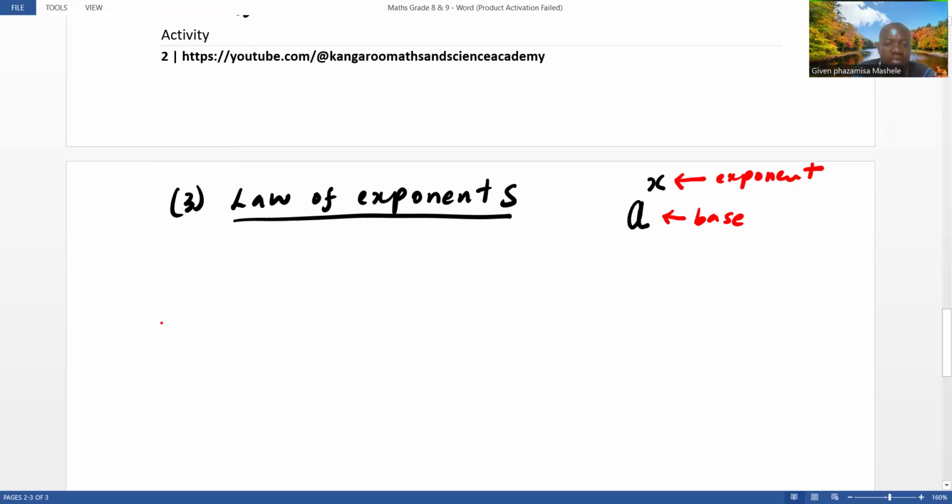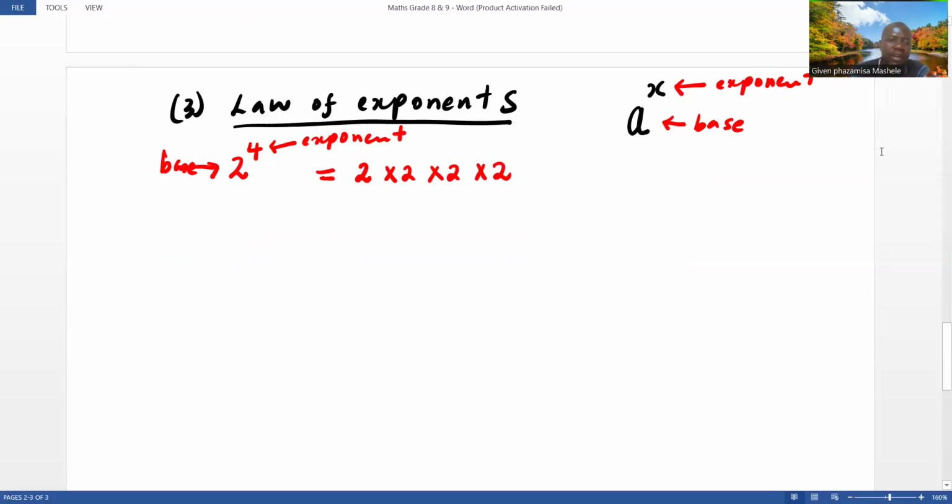I think we went through this example to say when we have 2 with 4 here, we know 4 is our exponent. It's telling us the number of times we can multiply the base by itself. So the base here will be 2. So we're multiplying 2, but how many times? 4 times. So I believe you are following. All right, let's now talk about the laws of exponent.